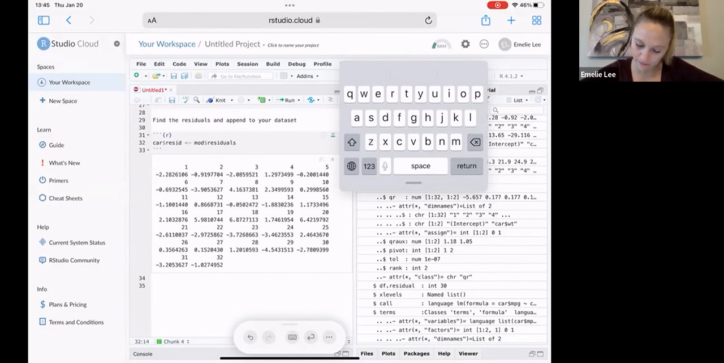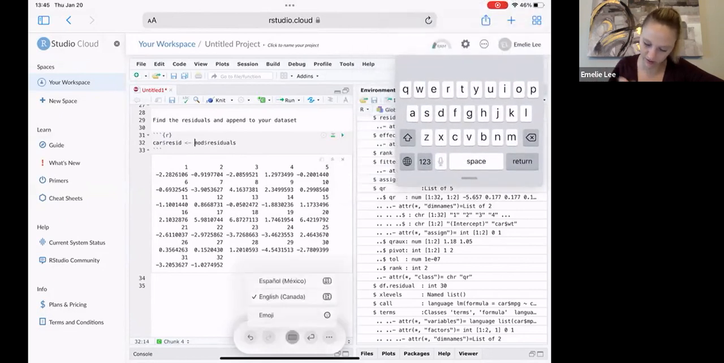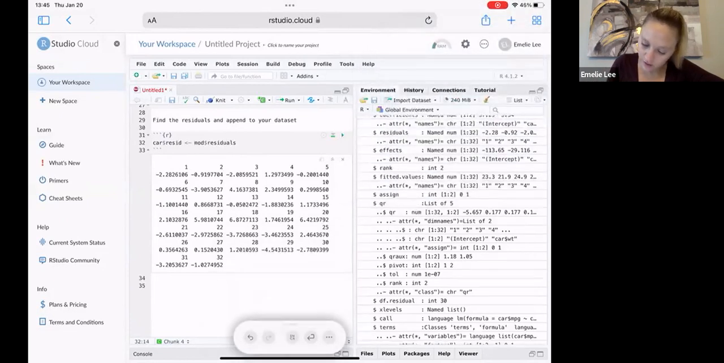Before I do that, how do I get rid of this? That's just bouncing around. Okay, there.